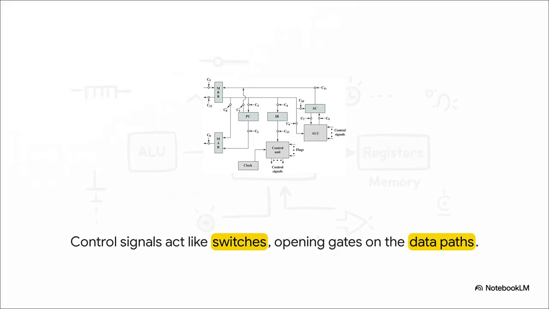Now check out those tiny little circles labeled C1, C2, C3, and so on. These represent physical switches on the processor's data paths. And this right here is the absolute secret to execution.